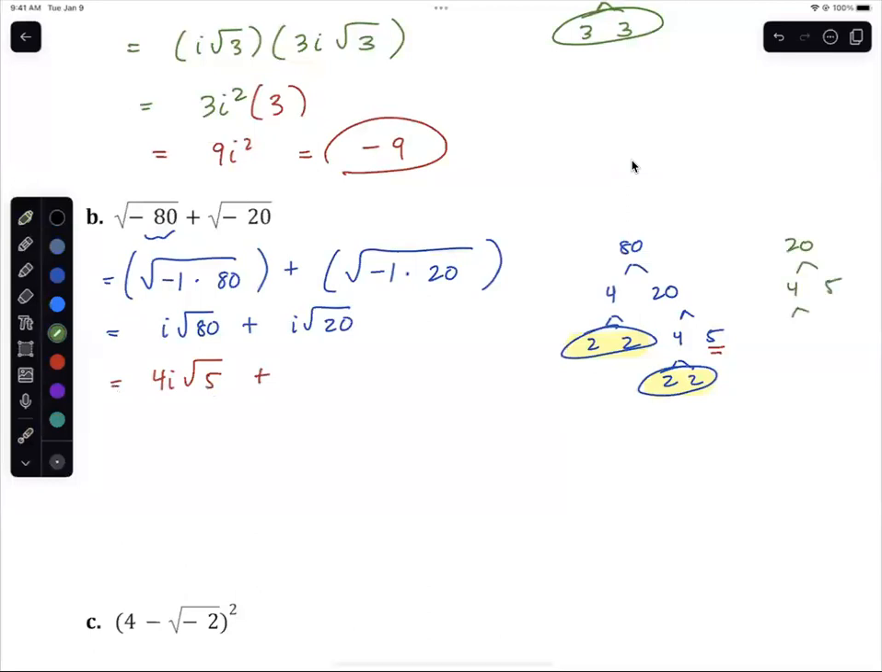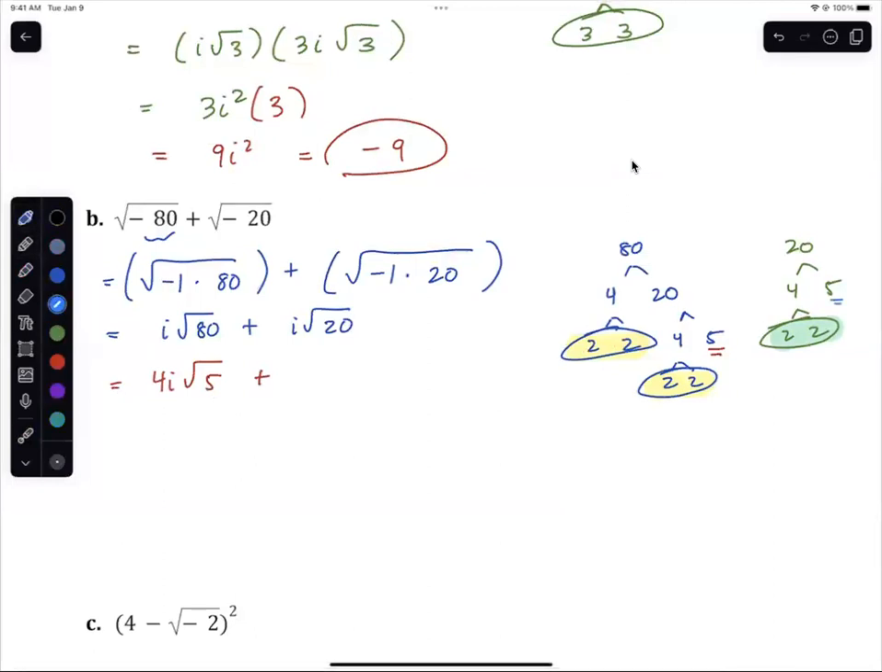We know it's 4 times 5, 2 times 2. So this is the perfect square I could pull out, and then this number doesn't have a buddy. So square root of 20 is going to be the same thing as 2 square root of 5. So 2i square root of 5. Okay, so because these are both square root 5s, I can add their like terms. It's kind of like if it was 4x plus 2x, because they both have a square root 5, I can add the numbers in the front. So 4i plus 2i is 6i square root of 5.